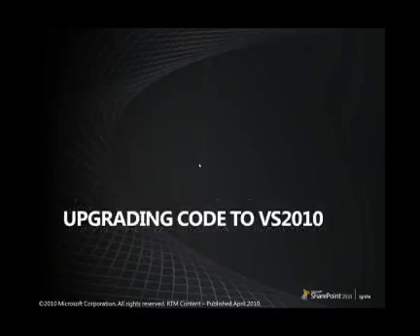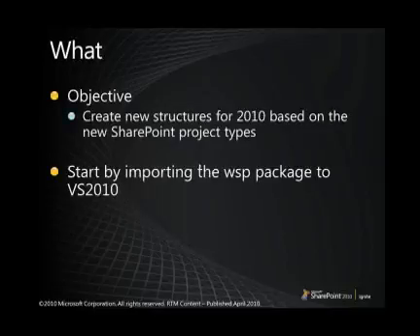Let's concentrate on the actual code and how we upgrade the code itself. The initial objective was to create the new structures for 2010 based on the new SharePoint project types. Obviously, the first step is to import the WSP package to Visual Studio 2010. There's a project type available for importing WSP packages, and it will create the initial structure for the Visual Studio project type.